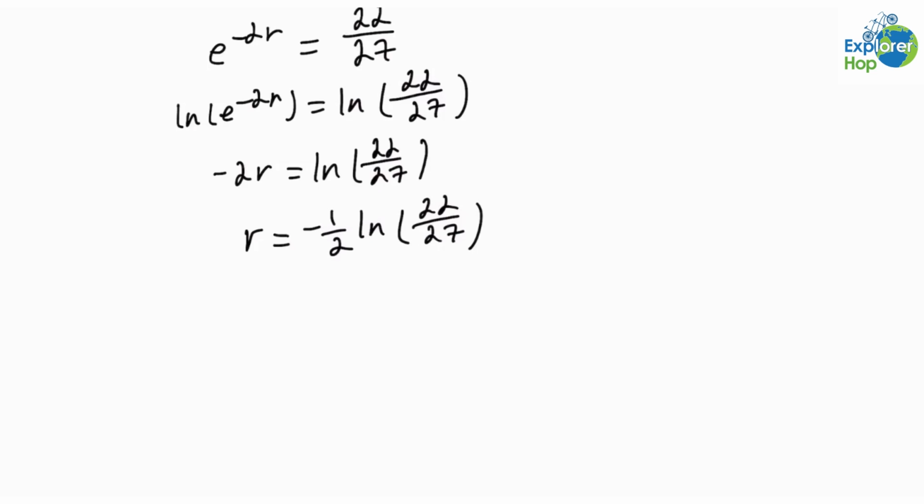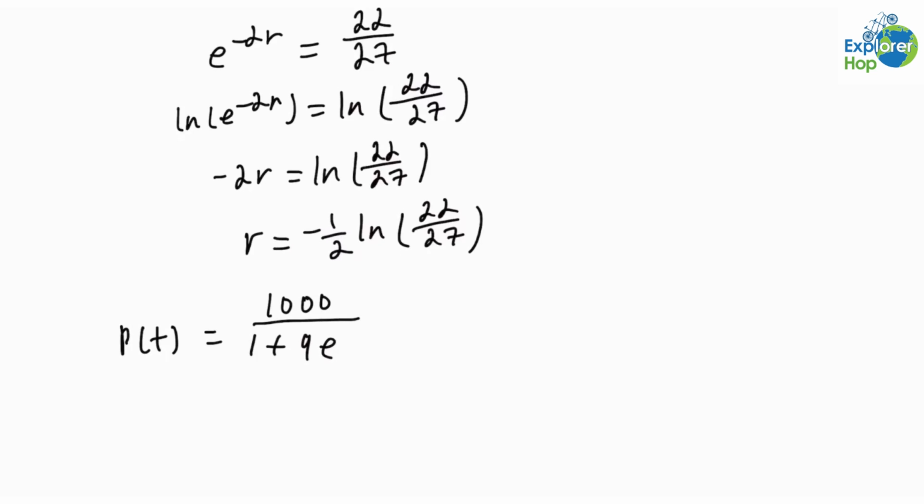Now, subbing C and r back into P(t), we get that P(t) is equal to 1,000 over 1 plus C, which is 9, times e to the negative r, which is 1/2, times ln of 22 over 27, t. And this gives us an equation that describes the total population of tigers in the forest t years after 2018, where the population satisfies a logistic growth model.